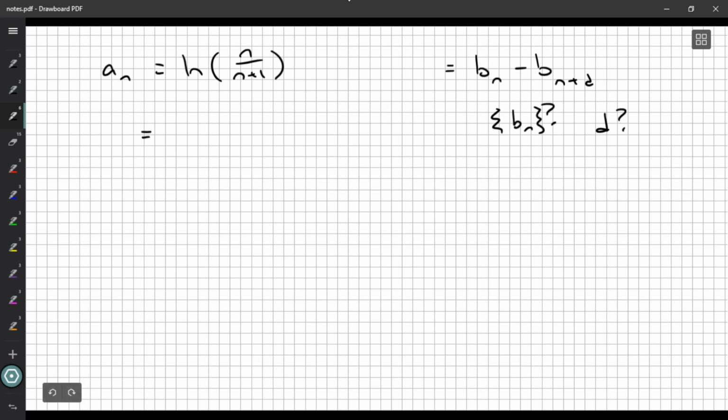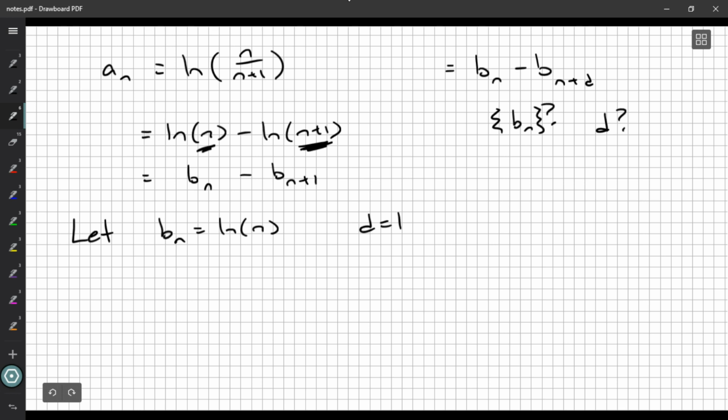Okay. We realize we've got ln of a division in here, and that can turn into a difference of ln's. Right, so when you line it up like this, it's really asking for b_n and b_(n+1). So b_n is ln n, and our d here is 1, the most common d of them all. Okay, so great. I found this other b sequence. I found d. This really is a telescoping sequence.